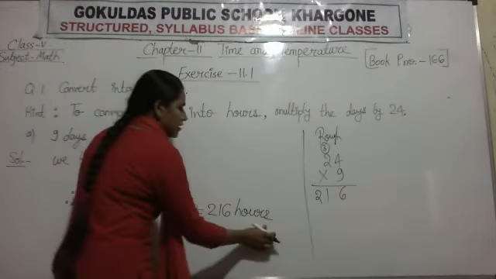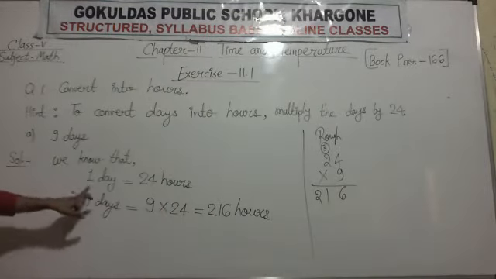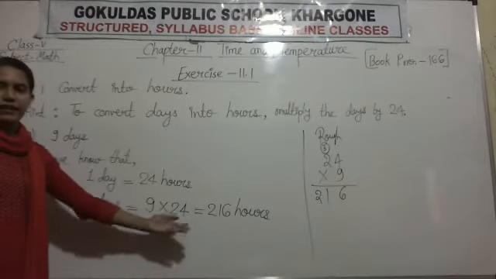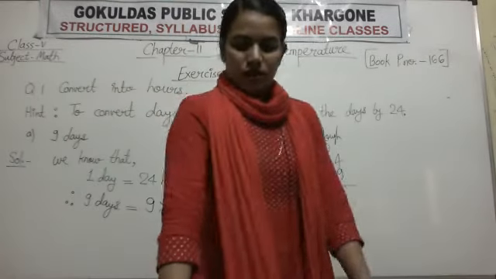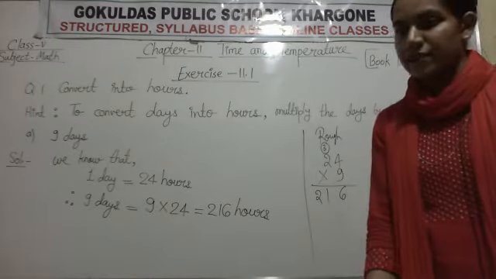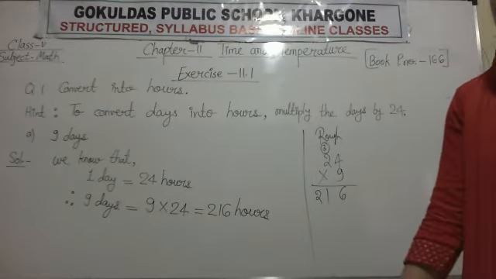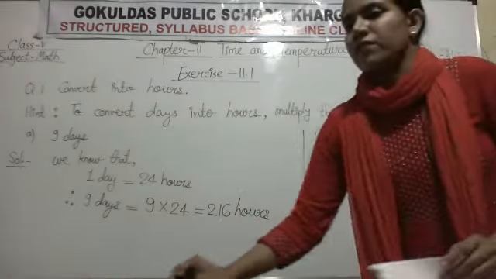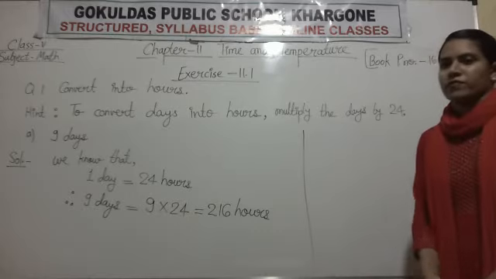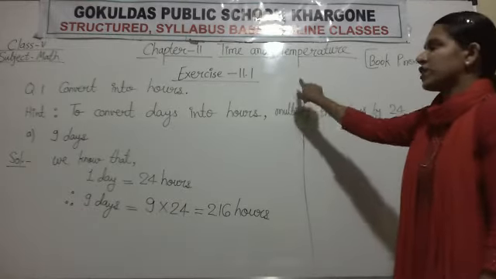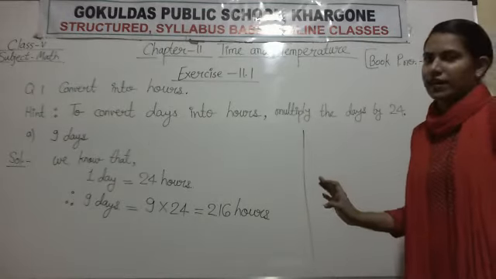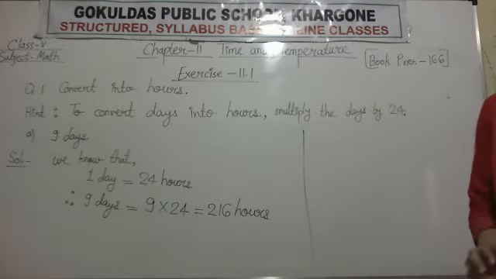How simple it is, right? To convert days into hours, we multiply days with 24 and get our result. So 9 days means how many hours? 9 days means 216 hours. Note it down. Write the question, write the hint, then solve A. Don't write the hint again and again, just write the hint only one time.